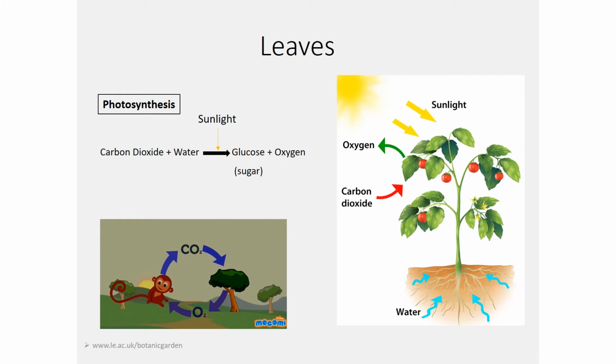The process of putting water and carbon dioxide together and using the energy from the sun to make sugar and oxygen is called photosynthesis. Photo means light, synthesis means putting together. So using light to put together water and carbon dioxide to make sugar and oxygen.